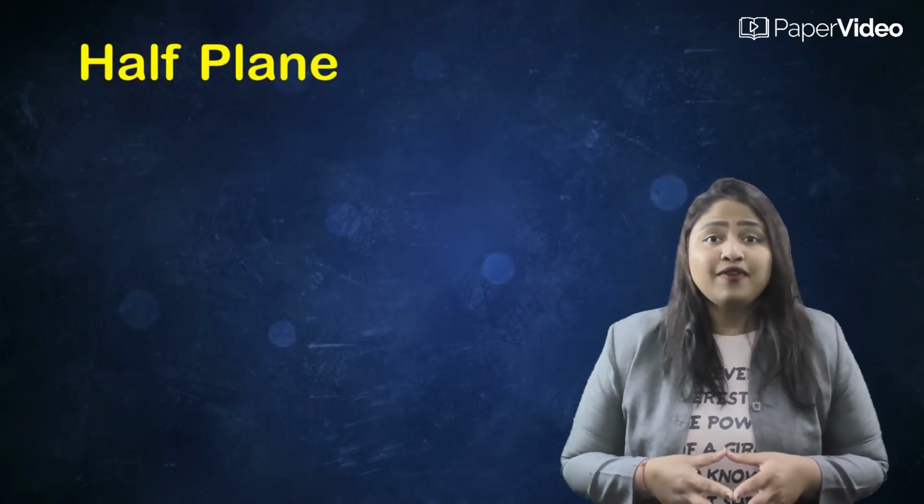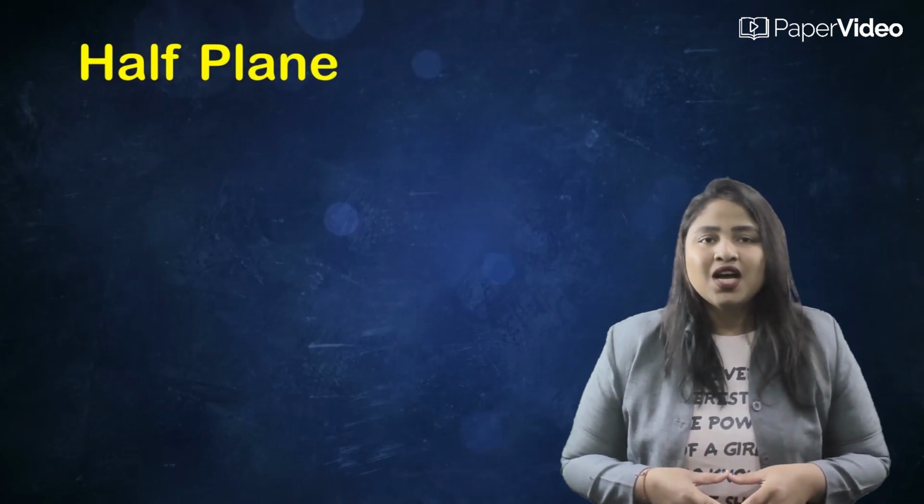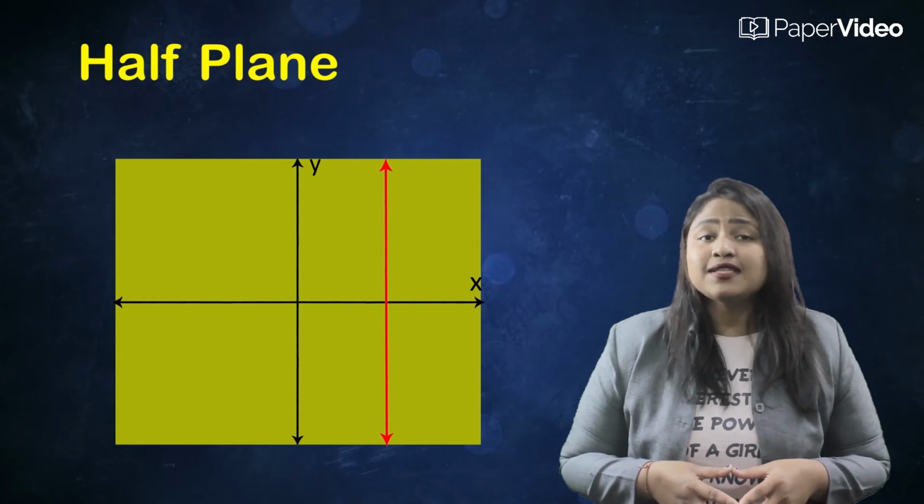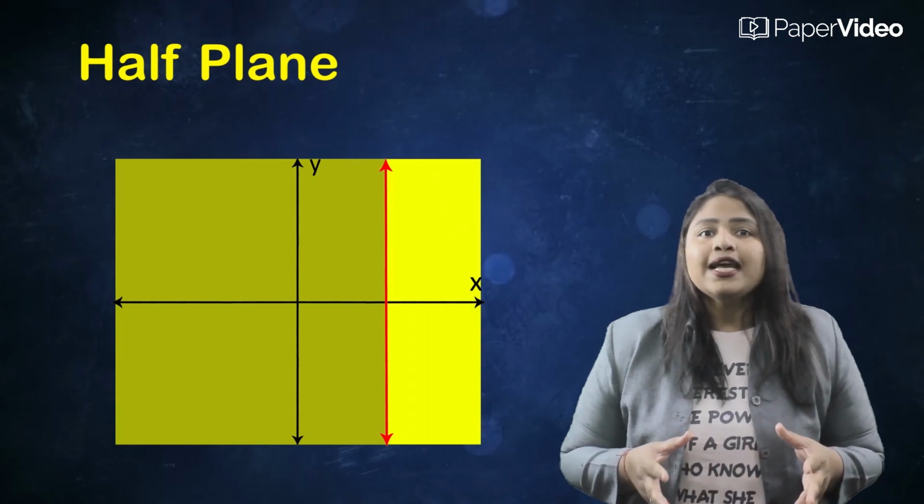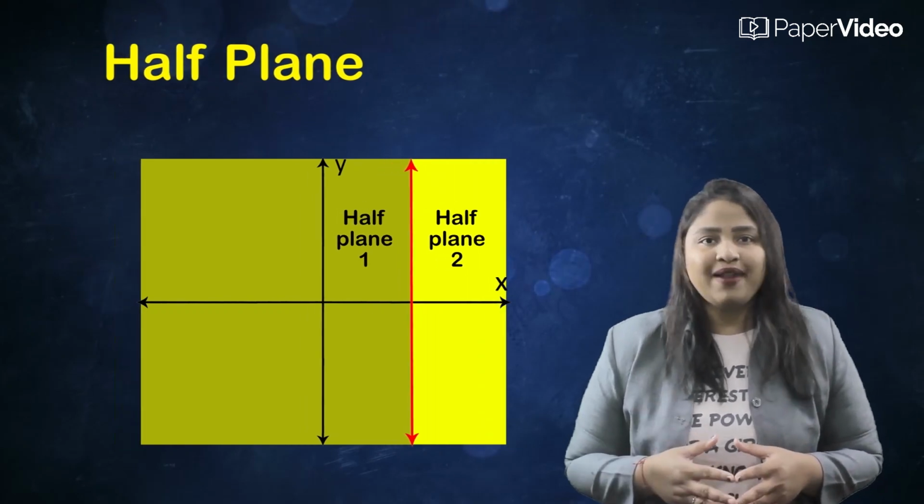Most linear programming problems are solved using a graph. So we must be aware of some basic terms used in the graphical solution of a linear programming problem. First, we have half plane. A vertical line divides the Cartesian plane into two parts. Each part is known as half plane.